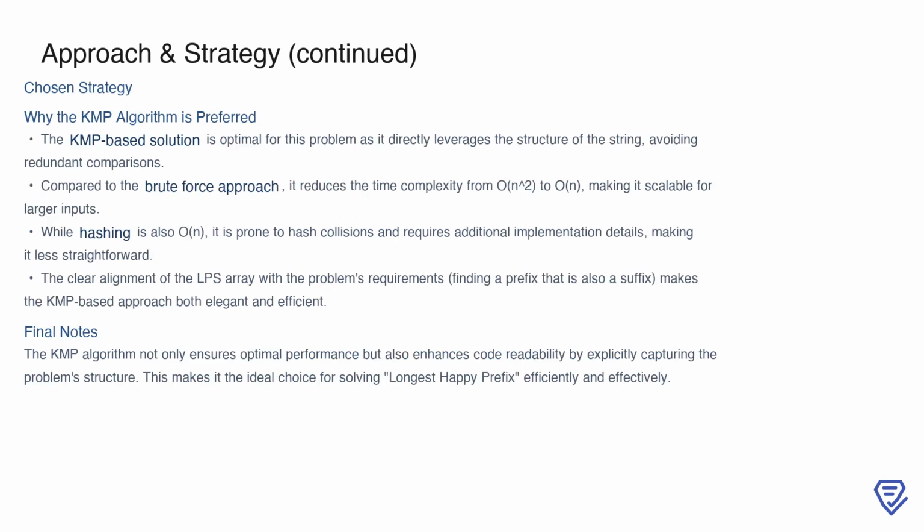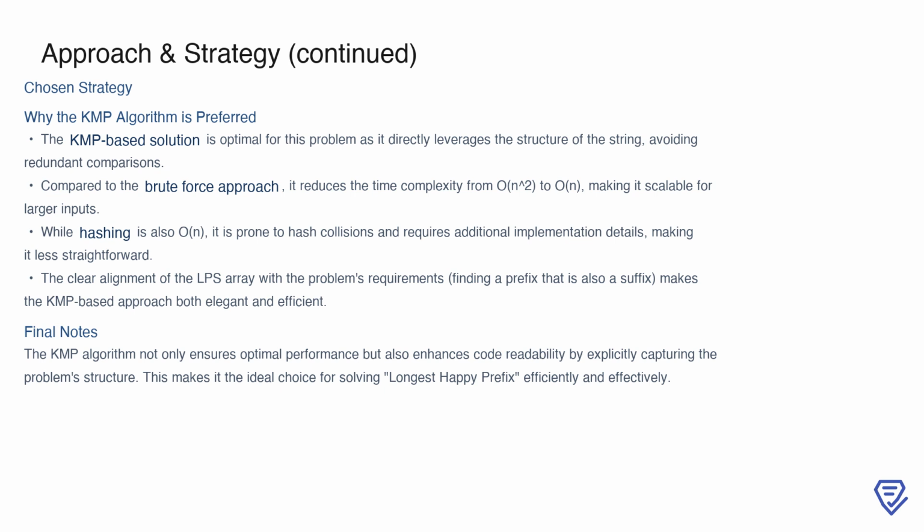Given the various methods, the KMP algorithm stands out as the preferred choice for solving this problem. Its efficiency is unmatched, reducing the time complexity from O(n²) in the brute force method to O(n). This makes it well suited for handling large inputs without performance degradation. Compared to hashing, the KMP approach is more elegant and straightforward, as it avoids the need for advanced collision handling.